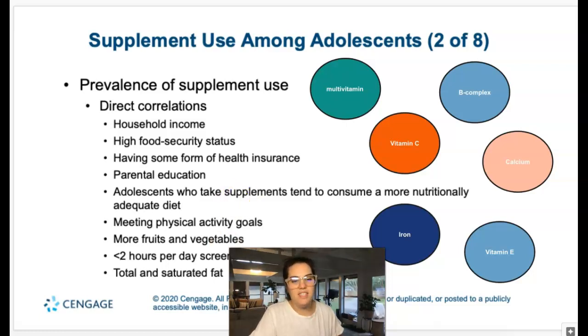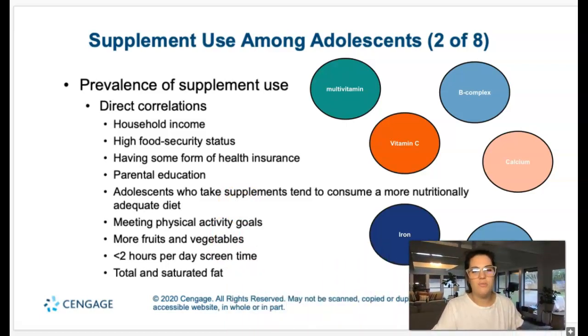So what's interesting about this is that the individuals who are most likely to consume supplements oftentimes have better factors related to their nutritional status. So they may have less food insecurity. Their household income is likely higher. They themselves may have greater education as well as their parents. They're probably meeting those physical activity goals. They're probably already eating a higher quality diet, and they're typically more active. So it's interesting that the adolescents, statistically speaking, who are taking supplements already have a higher nutritional status.